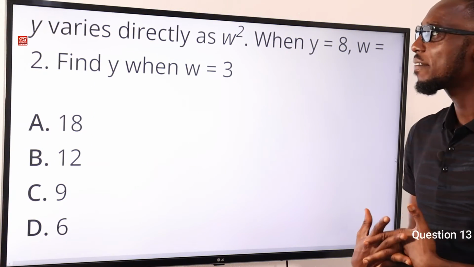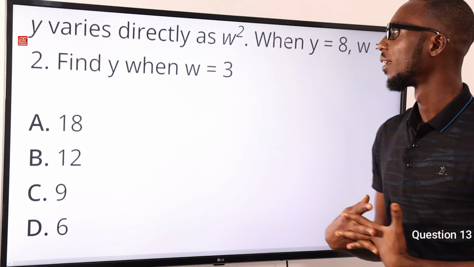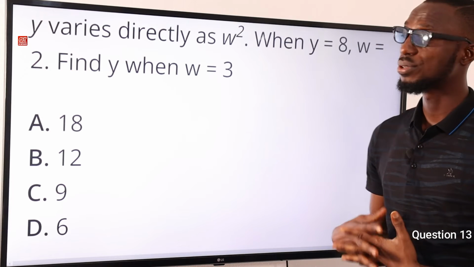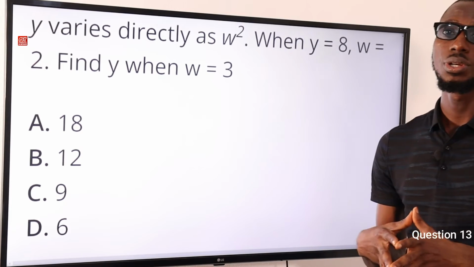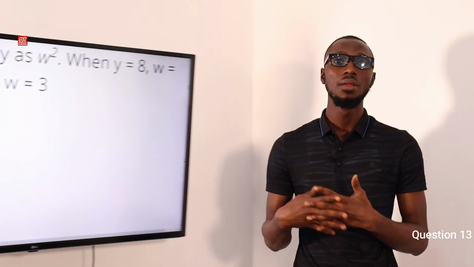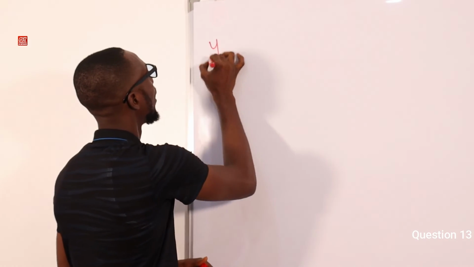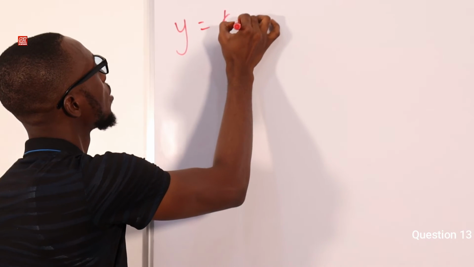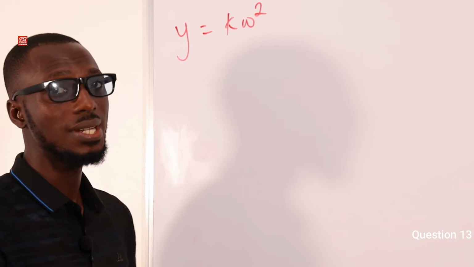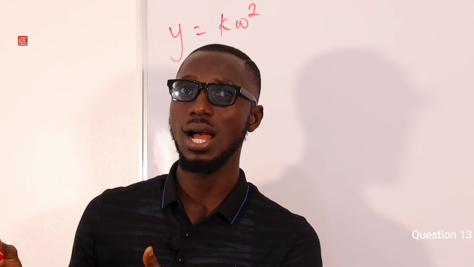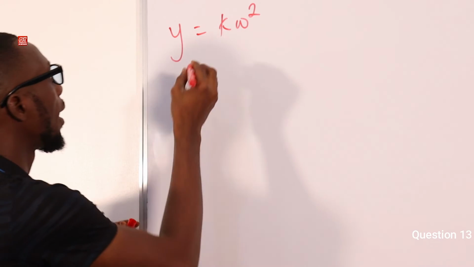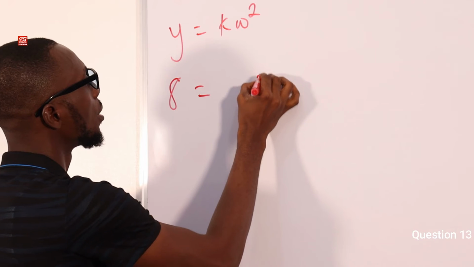Question 13. Y varies directly as w squared. When y equals 8, w is 2. There we are pulling out the constant k. Find y when w equals 3. So we have to first build the relationship between y and w. We are told that y varies directly as w squared, so that will be y equals kw squared. So we're asked to find k when y is 8 and w is 2.